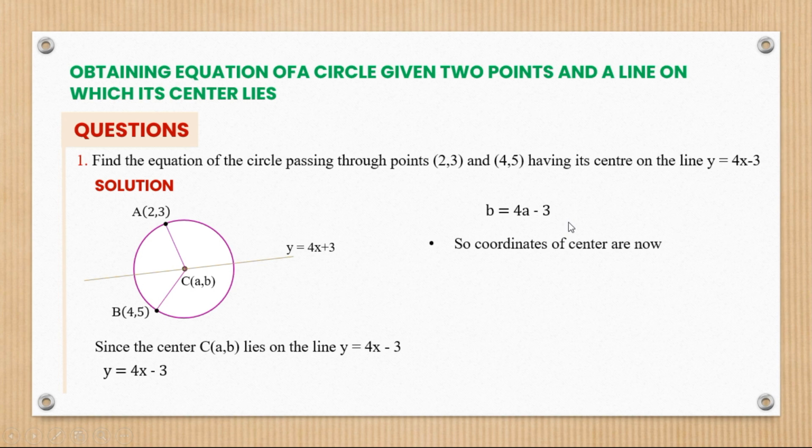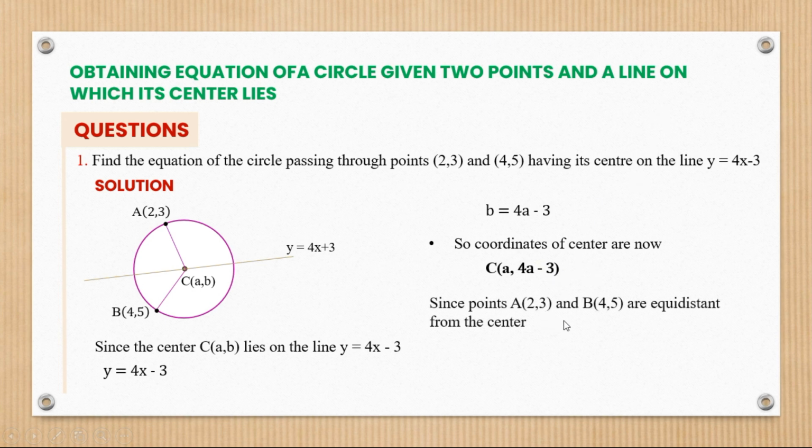So now the coordinates of the center are equal to this. We've seen we represented b as 4a minus 3, so where there is b, we're going to put 4a minus 3. So we have the coordinates of the center now being (a, 4a minus 3).